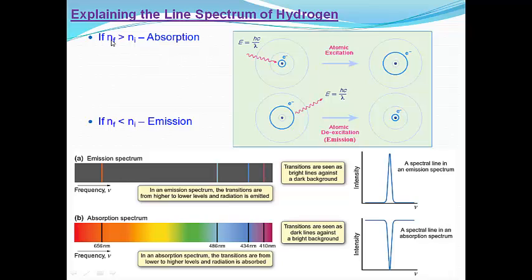Or in other words, we could say that the final energy level is greater than the initial energy level. And then we have emission, where the electron is in a higher energy level and then transitions into a lower energy level. So it could move from n equals 2 or n equals 3 to n equals 1. Or in other words, if the final energy level is lower than the initial energy level, we have emission.